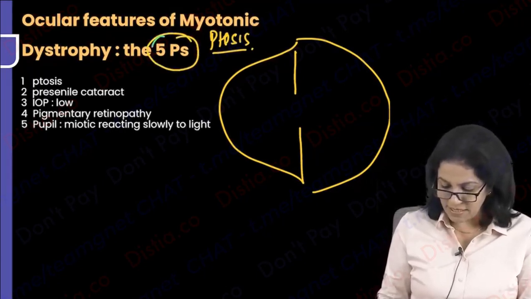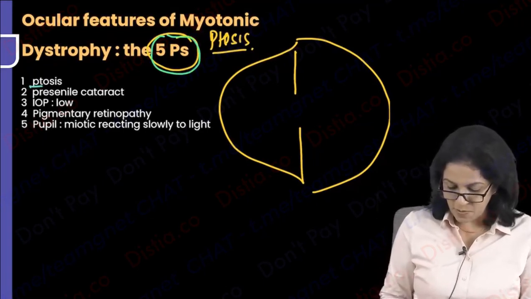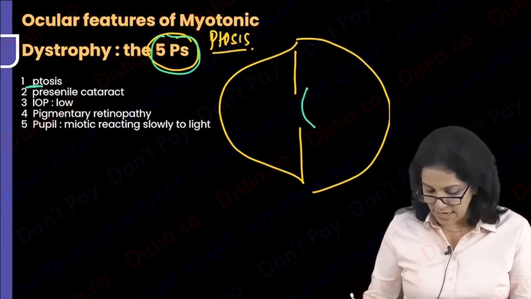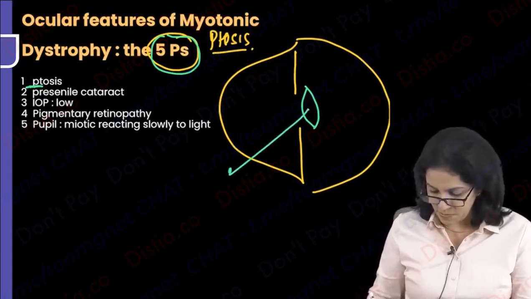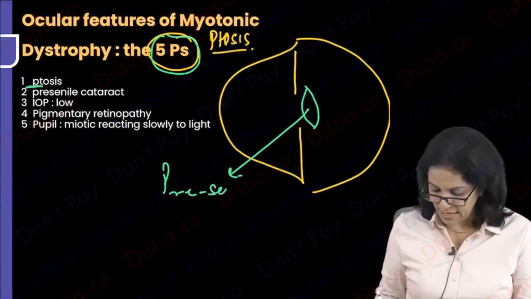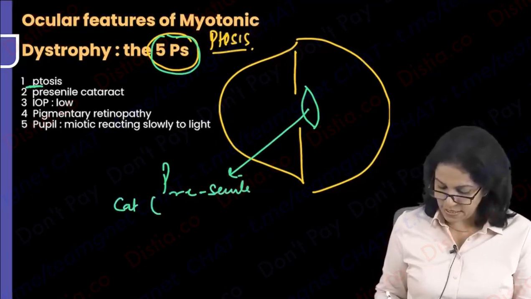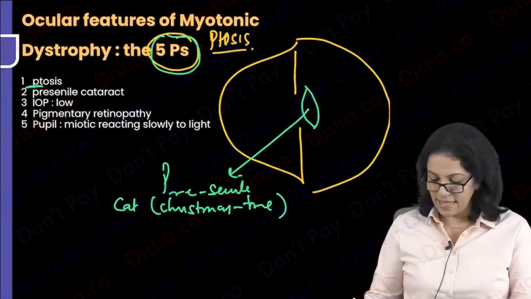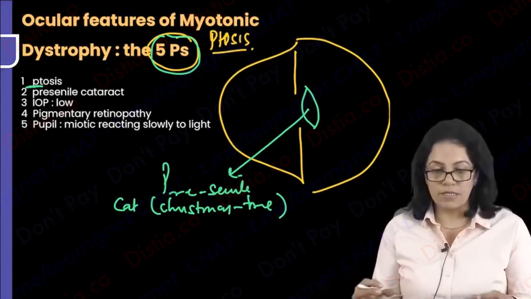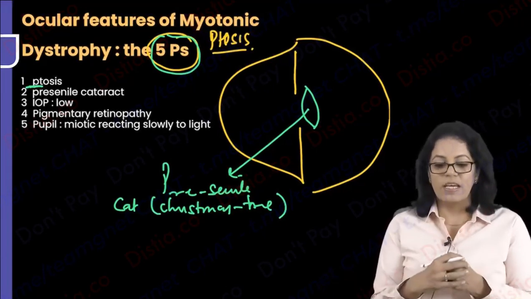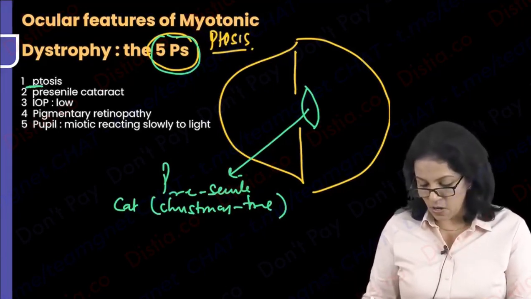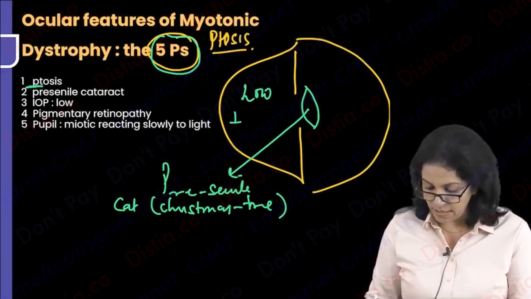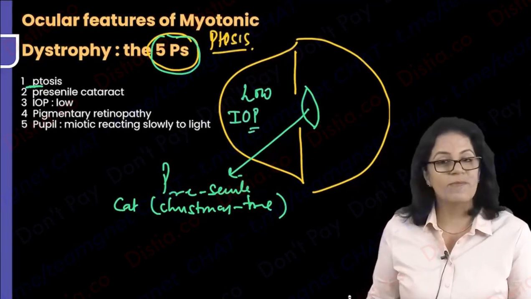So what are the 5 P's of myotonic dystrophy? First P is ptosis. But make a diagram, okay? Then of course pre-senile cataract, which is Christmas tree. Another P is pre-senile cataract. And write down, this is the Christmas tree cataract. Correct? Then because of the myopathy, your intraocular pressure is low. So we can just put it here, low IOP. So another P for pressure.